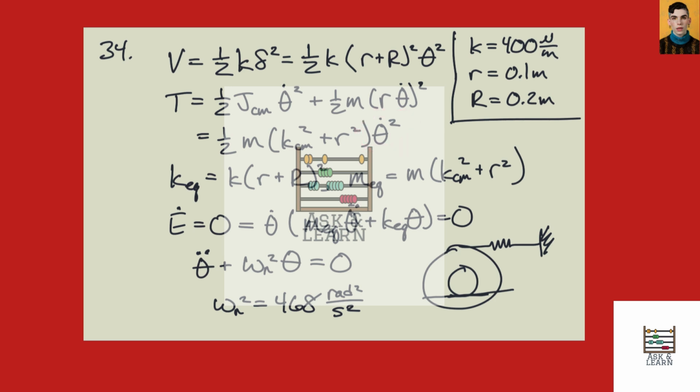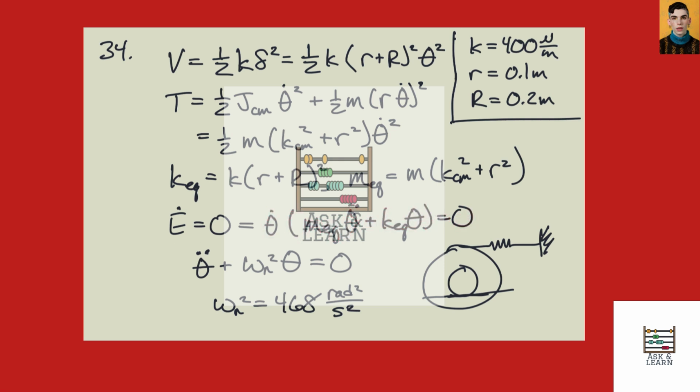Now we can again pick out our stiffness. Equivalent stiffness is just this term here, so that's k times little r plus big R squared. And our equivalent mass is this term here. And so we have that. Now we basically just define this as K_EQ and this as M_EQ. So then when we take the total energy and take the time derivative, we get theta dot all times M_EQ theta double dot plus K_EQ theta equals 0.